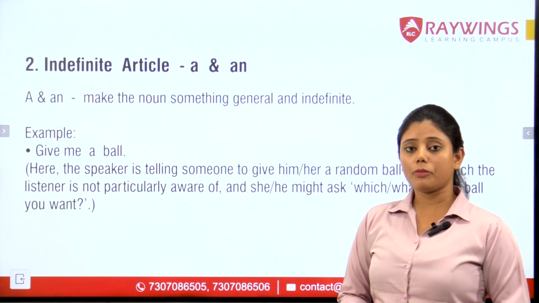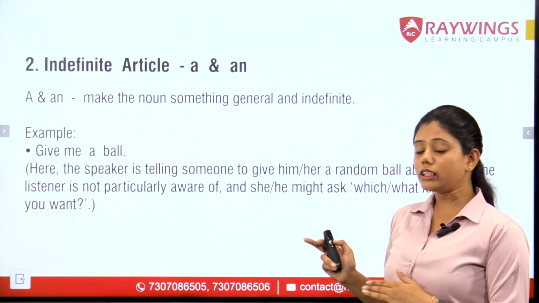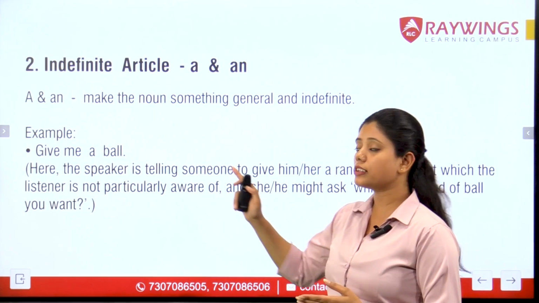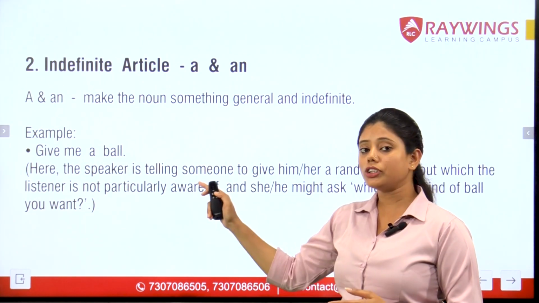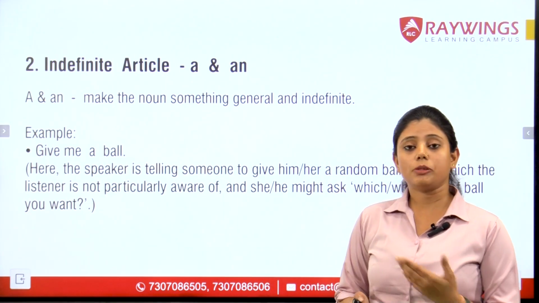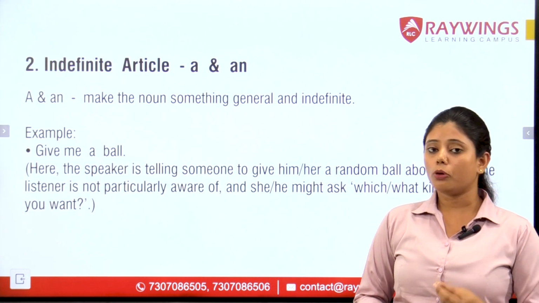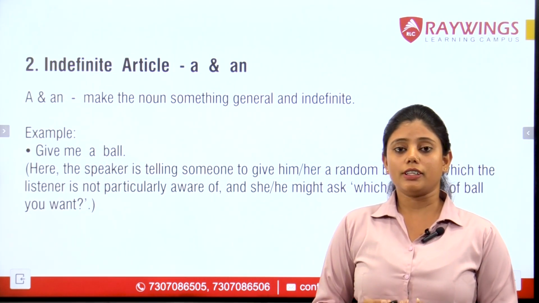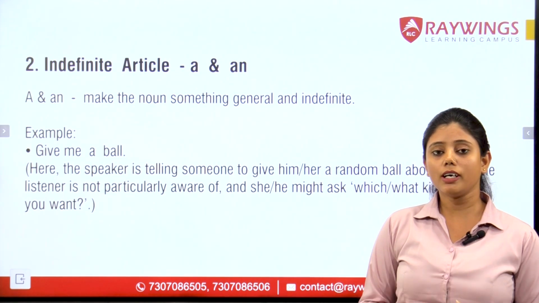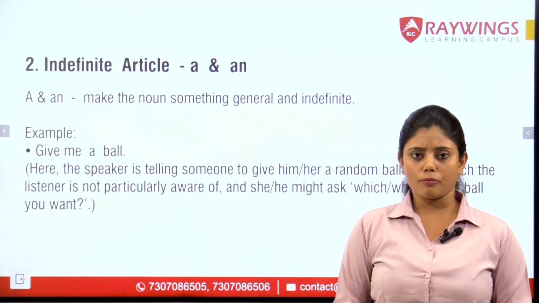That is, give me a ball. Here the noun is the same, that is ball, but the article which we are using is a. And now because of this, the ball has become general. Here, the speaker and the listener both are unaware of that ball, both do not know which type of ball they were discussing, but the speaker only said that he just wants a ball. It can be any type of ball. Clear?